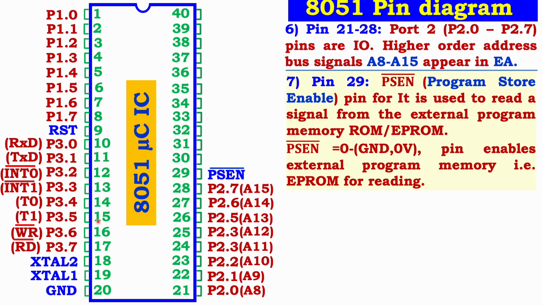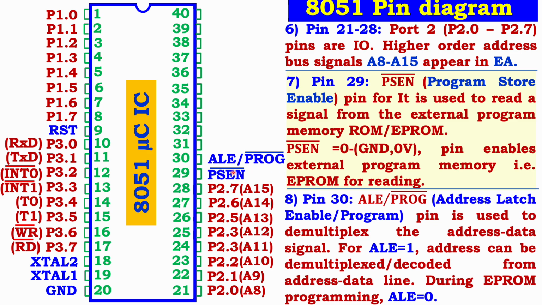Now next is pin number 29, PSEN. PSEN is program store enable. To read the program, we enable this PSEN with logic 0 because it is a low active signal. Whatever program the user writes is stored in RAM or EPROM, and that can be accessed by the low active signal PSEN. If you provide this signal, the total program stored in the EPROM can be read. That is pin number 29.